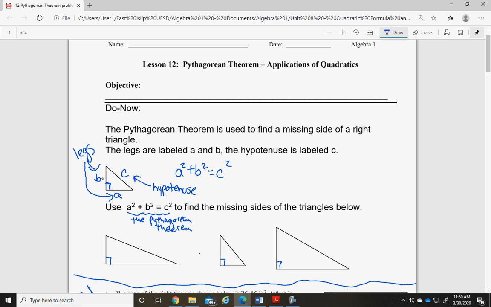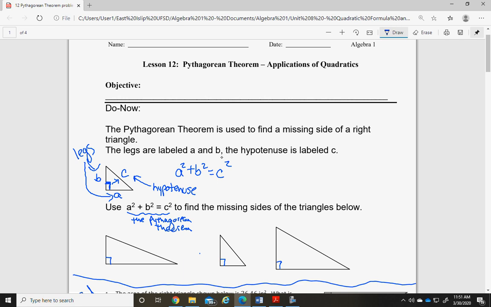So the two sides that are labeled A and B, the ones that form the right angle, those are called the legs of the right triangle. And then that third side that's across from the right angle is labeled C, and it's called the hypotenuse. And what mathematicians have discovered is that it's always true for a right triangle that if you take one of the legs and square it and add it to the other leg and square it, it will equal the hypotenuse squared. So you can watch that video about the basics of the Pythagorean Theorem so that you can see how it's used.